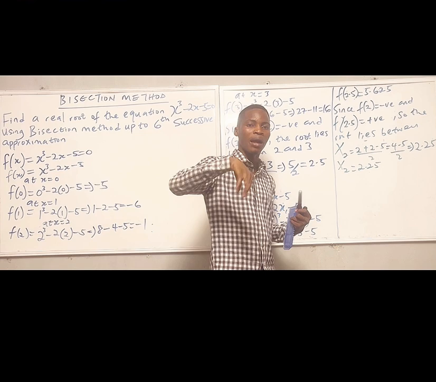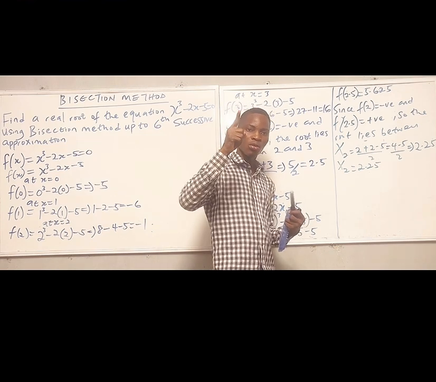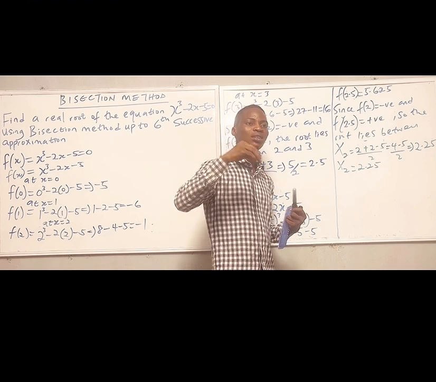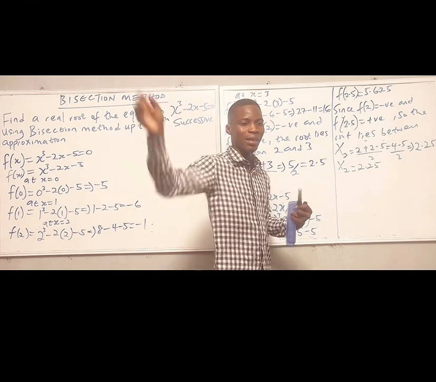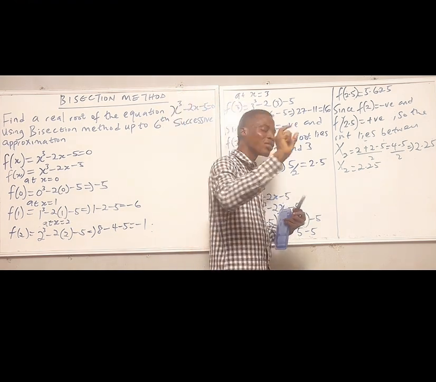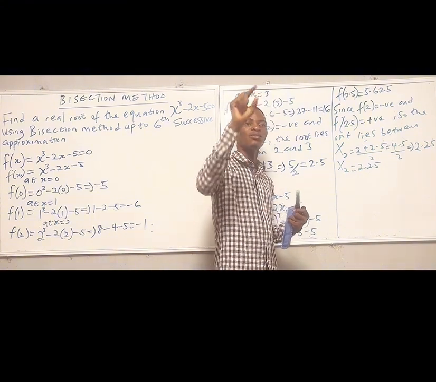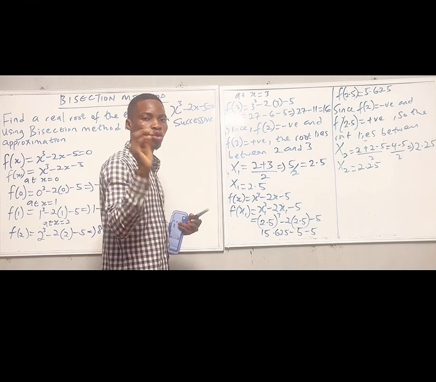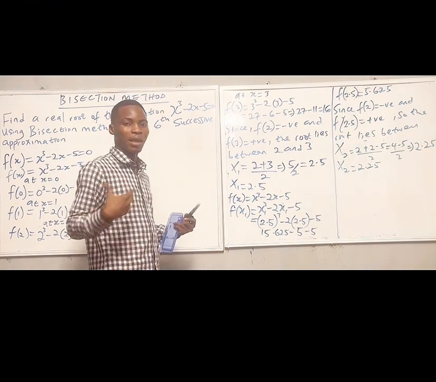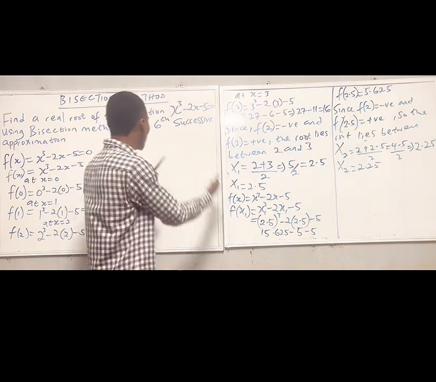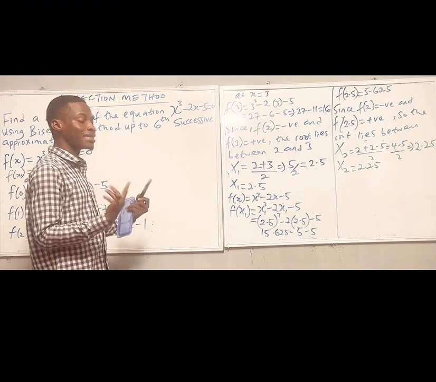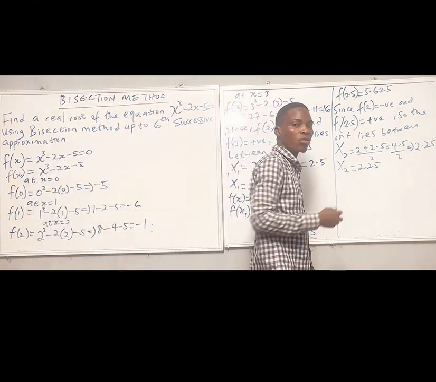So I will keep doing my approximation till I have 0 or something sufficiently small. Is it 0.01? But I must have 0. If I have 0, it means I have my root, which obeys the bisection or bracketing method. But since we are told to find 6 successive approximations, I'm going to stop at S6.